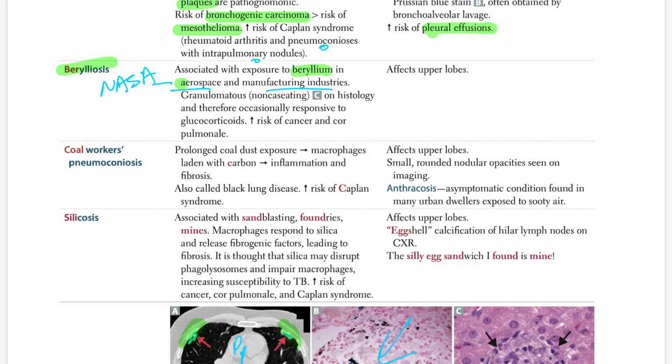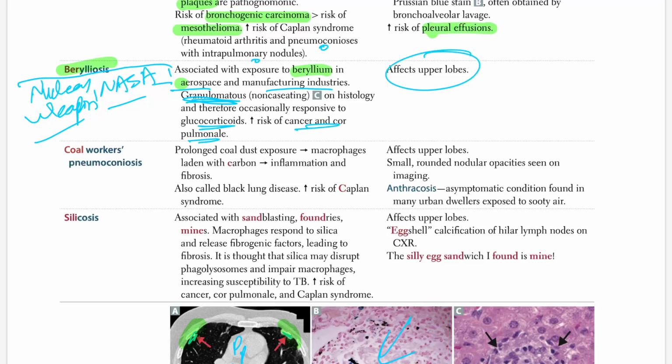Also nuclear weapons. So nuclear weapons, NASA, which is aerospace, and also manufacturing industries. The people who work in these areas can get berylliosis. You're going to have a granulomatous, non-caseating histology, and therefore it is occasionally responsive to glucocorticoids. Increased risk of cancer and cor pulmonale. Affects the upper lobes.